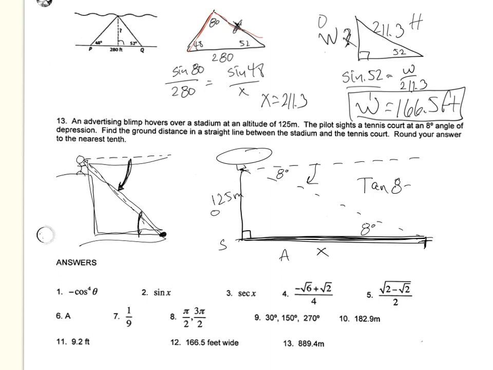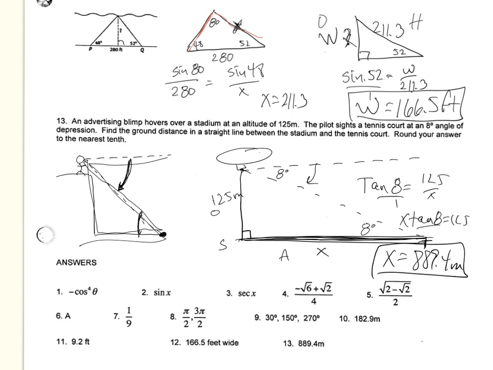Tangent of 8 equals 125 over x. Cross multiply. x tangent 8 equals 125. And so you're going to divide by the tangent of 8. And so x equals 889.4. And you're welcome for the little bonus lesson of me looking at an object from a cliff.